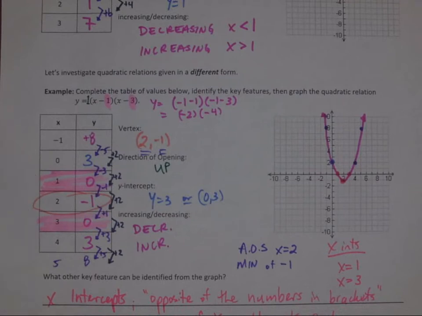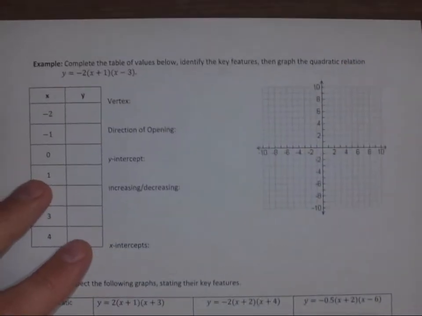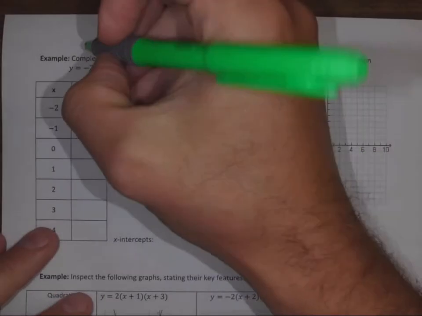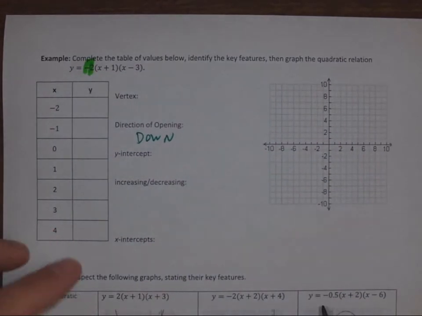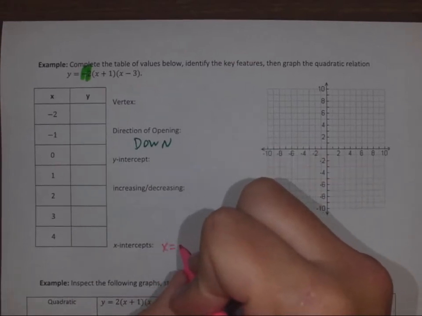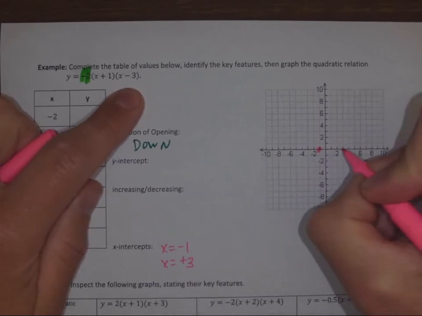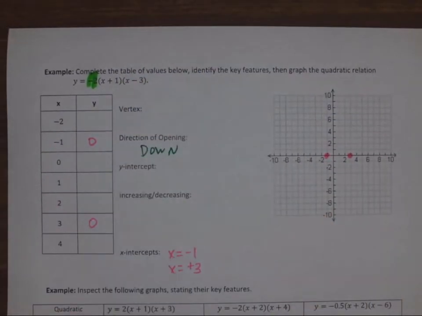Okay? So let's see if we can do the last example or flip the page. We'll do that right now. So using all the information we have, let's see if we can do this. We have an a value, -2. That's going to tell me that it opens down. We have x-intercepts of -1 and -3 in the brackets, so it's +3. So an x-intercept of -1 and +3. So when x is -1, y is 0. When x is 3, y is 0.